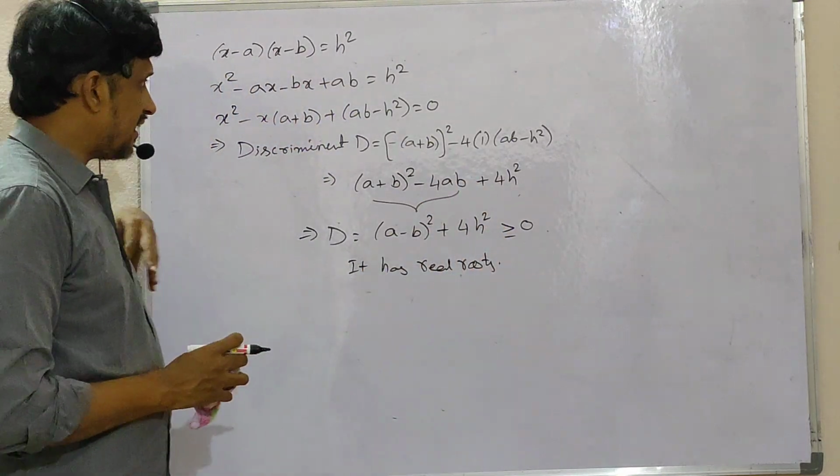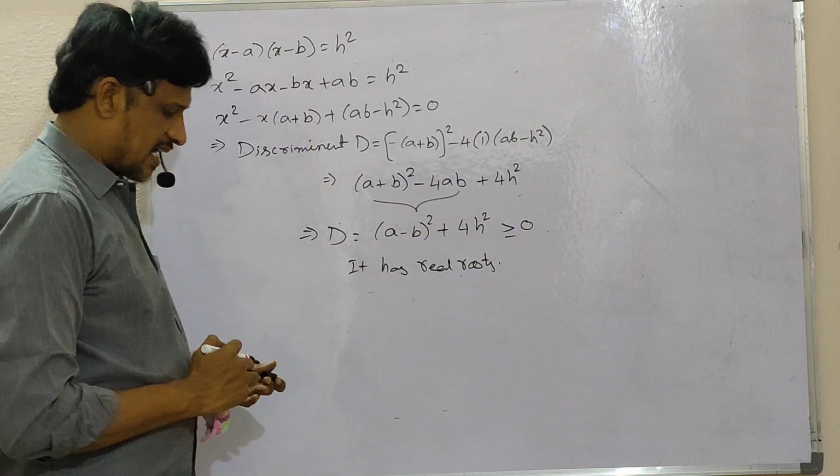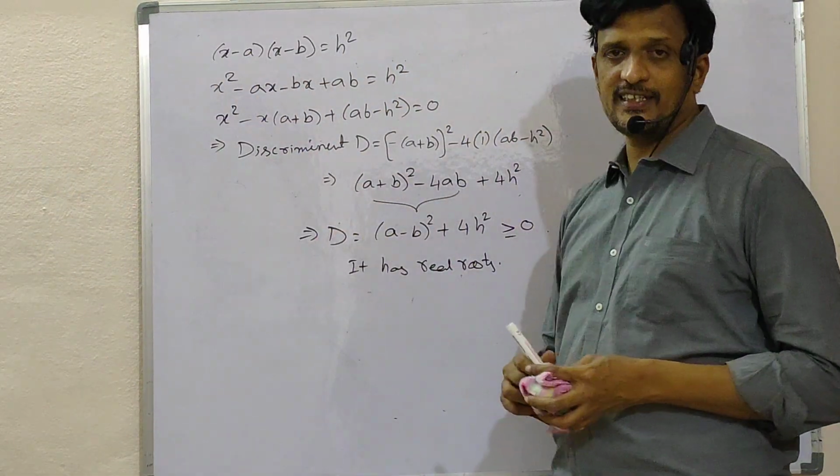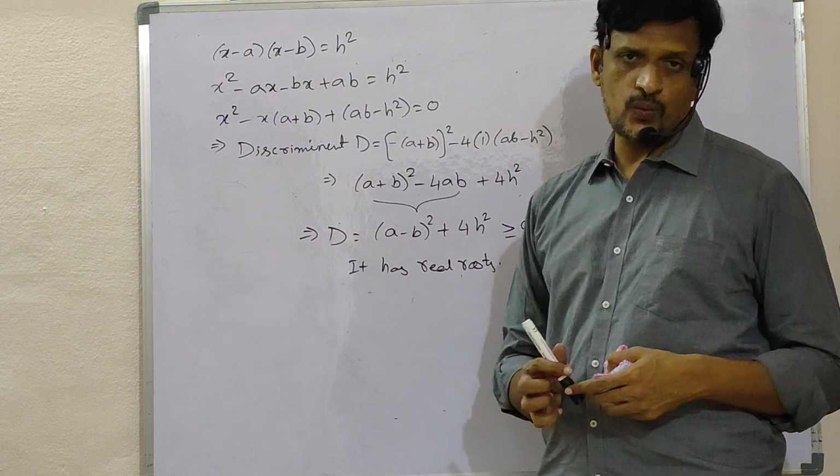The given quadratic equation always has real roots, because the value of the discriminant is a minus b whole square plus 4h square, which is a non-negative value. That is why.